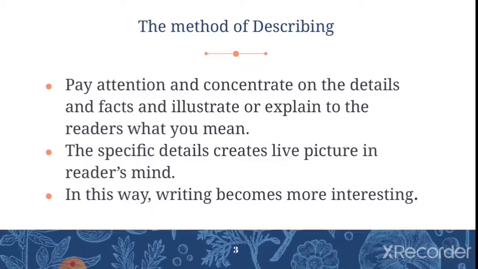Method of describing. Okay, first, if you want to give a good description of a topic, pay attention and concentrate on the details and facts, and illustrate or explain to the readers what you mean. Okay, first you have to pay attention and concentrate on the details, that you are putting this because it is necessary, it is connected to this. So in a way you are focusing upon the details. Okay, facts, you have to check the facts, illustrate them with examples or explain them if you don't have any examples. Okay, so when you are giving illustrations or examples or you are explaining deeply, then you are connecting yourself to the readers.